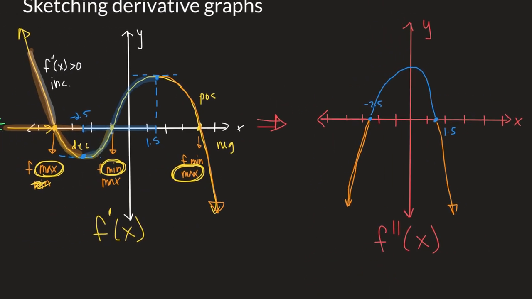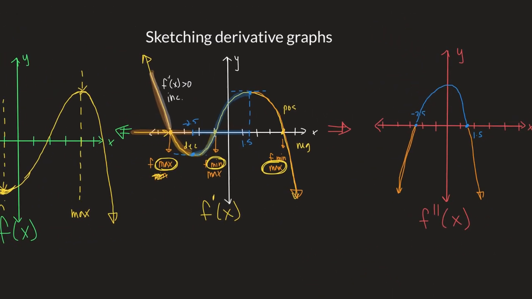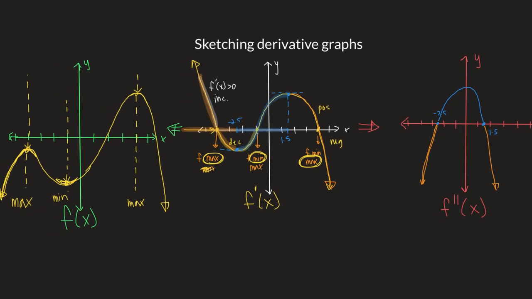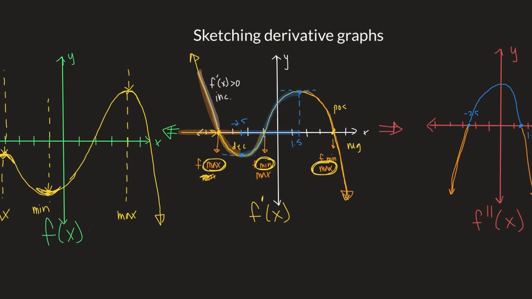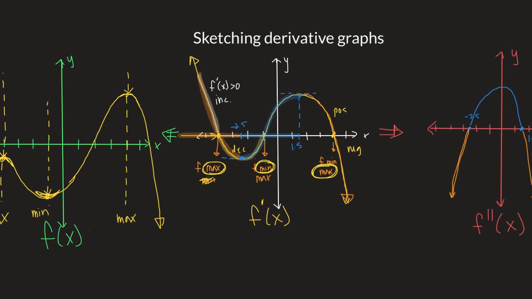So once again, you don't know what the y values are from your graphs. You only know the x's: the x values where you have maxes, the x values where you have minimums, and the x values where it crosses the axis on your other derivative coming after you.